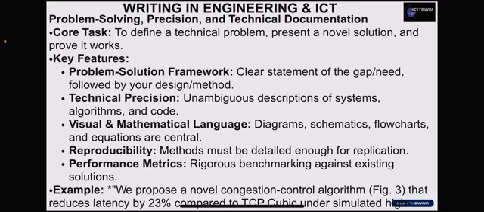So the key features in writing in engineering and ICT, we have problem solution framework, technical precision, visual and mathematical language, reproducibility, and performance metrics. Problem solution framework is a clear statement of the gap or need, followed by your design, methods, and the likes. An example under writing in engineering and ICT is: we propose a novel congestion control algorithm in Figure 3 that reduces latency by 23% compared to TCP Reno.